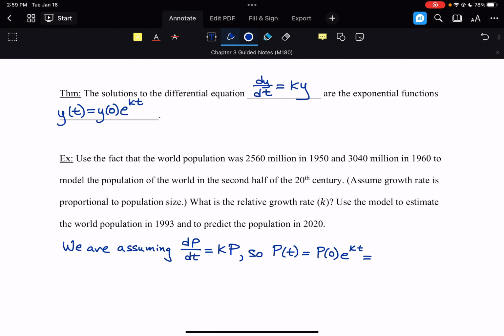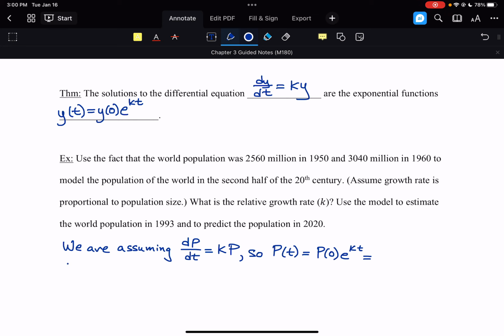Use the fact that the world population was 2,560 million in 1950 and 3,040 million in 1960 to model the population of the world in the second half of the 20th century. Assume growth rate is proportional to population size. What is the relative growth rate k? Use this model to estimate the world population in 1993 and predict it in 2020.